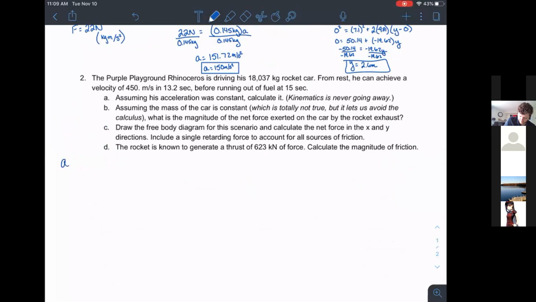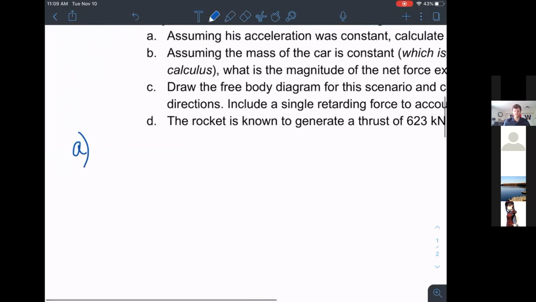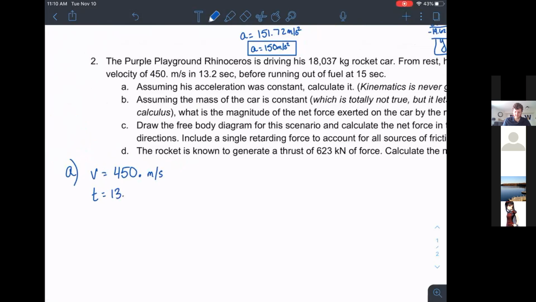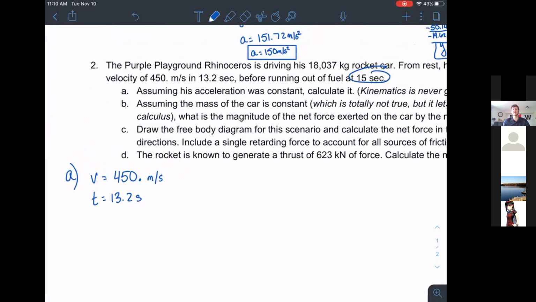So who can tell me information that we know about this purple playground rhinoceros driving his car? Final velocity, which is 450. What else do we know? Time, which is 13.2. Anything else? How about 15? Well, do we have to subtract them? Nope. That's just telling us he runs out of fuel at 15 seconds. Okay. So that actually doesn't affect us at all. Good question.